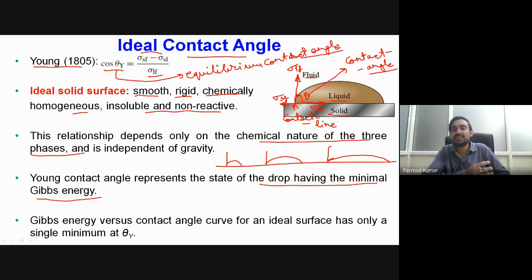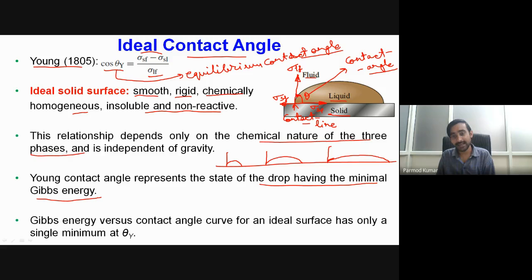So this means we are calling that the droplet is in equilibrium. It means the droplet has minimized its surface energy. It has reached a state of minimum energy, and only then is it in equilibrium with its surroundings. Corresponding to that, whatever angle we are measuring, we measure from the Young equation. So that's why the Young contact angle also represents the minimal Gibbs energy state.